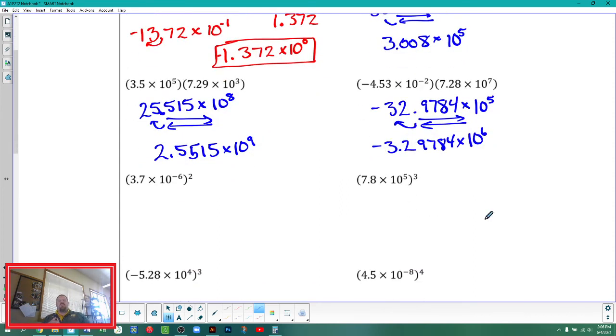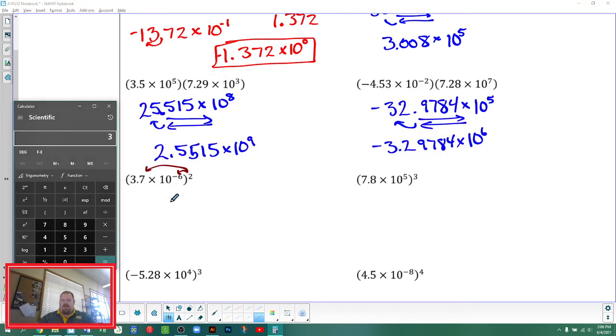On the next ones, we're raising scientific notation numbers to a certain power. And so let's see what effect that has. I do my same thing that I've done before with power to a power, where I think about airdropping that 2 in there. And so I have 3.7 to the 2nd power. I'm just going to multiply it by itself.